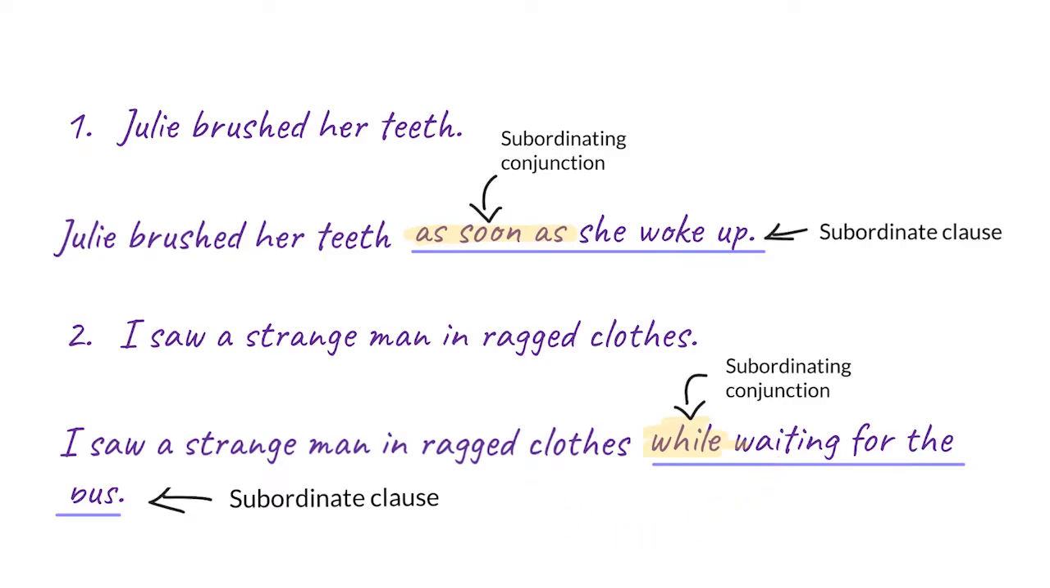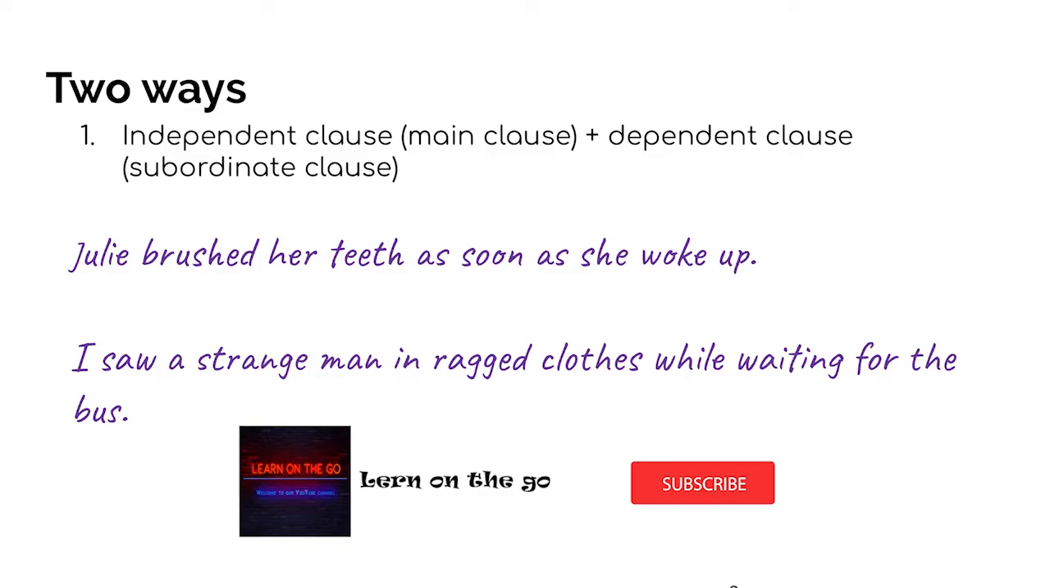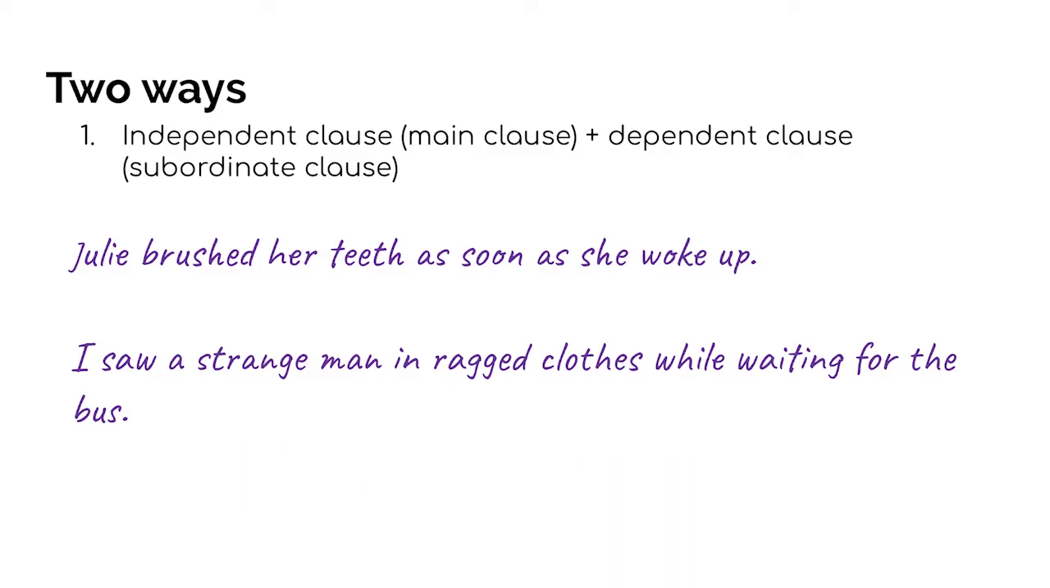So, in our lesson today about subordinating conjunctions, we learned that we use a subordinating conjunction to join a dependent clause to an independent clause. There are two ways in which we can use subordinating conjunctions in sentences. So we have the first way where we write the independent clause or the main clause first, followed by the dependent clause. That is what we learned so far.